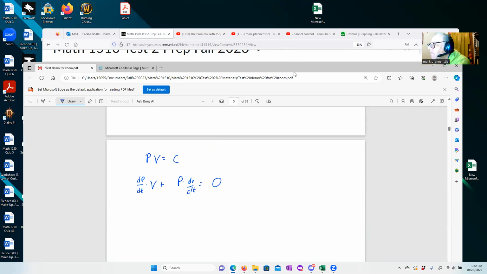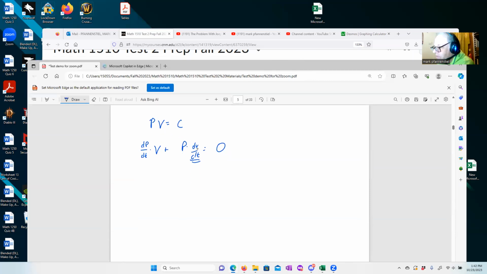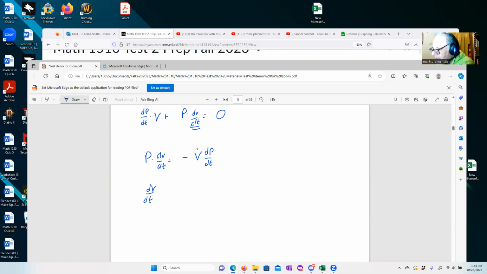And what did they actually want to ask? They wanted to know at what rate is the volume decreasing. So we're going to be solving for our volume here. We're just going to go ahead and send the other one to the other side. So we're going to have P times dV by dt equals negative V dP by dt. So dV by dt is equal to negative V over P times dP by dt.